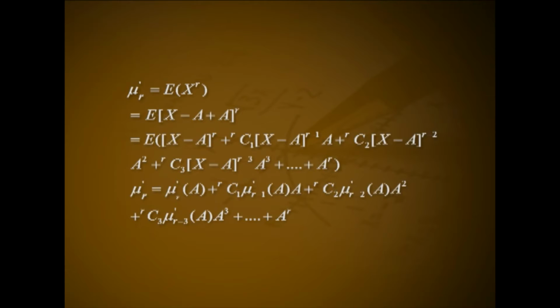That is mu r dash equals mu r dash about a plus rC1 mu r minus 1 dash about a into a plus rC2 mu r minus 2 dash about a into a square plus rC3 mu r minus 3 dash about a into a cube plus etc. plus a raised to r.